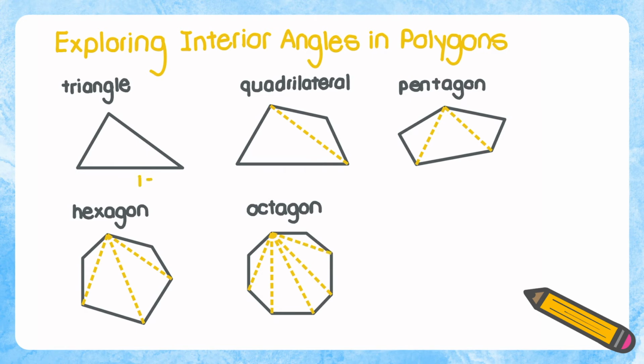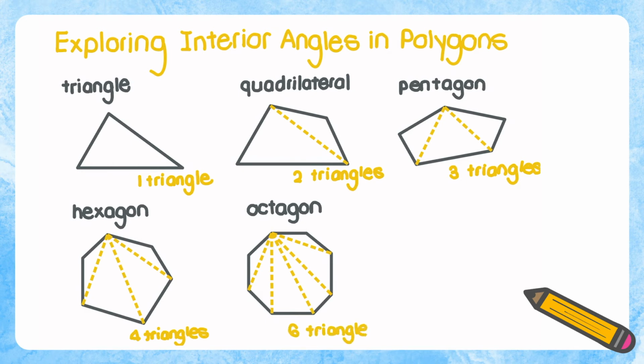So let's write that out. For the triangle, obviously there's only one triangle. For the quadrilateral, we found 2 triangles. And then for the pentagon, we found 3 triangles. For the hexagon, we found 4 triangles. And lastly, for the octagon, we found 6 triangles. So let's summarize our findings in a table.